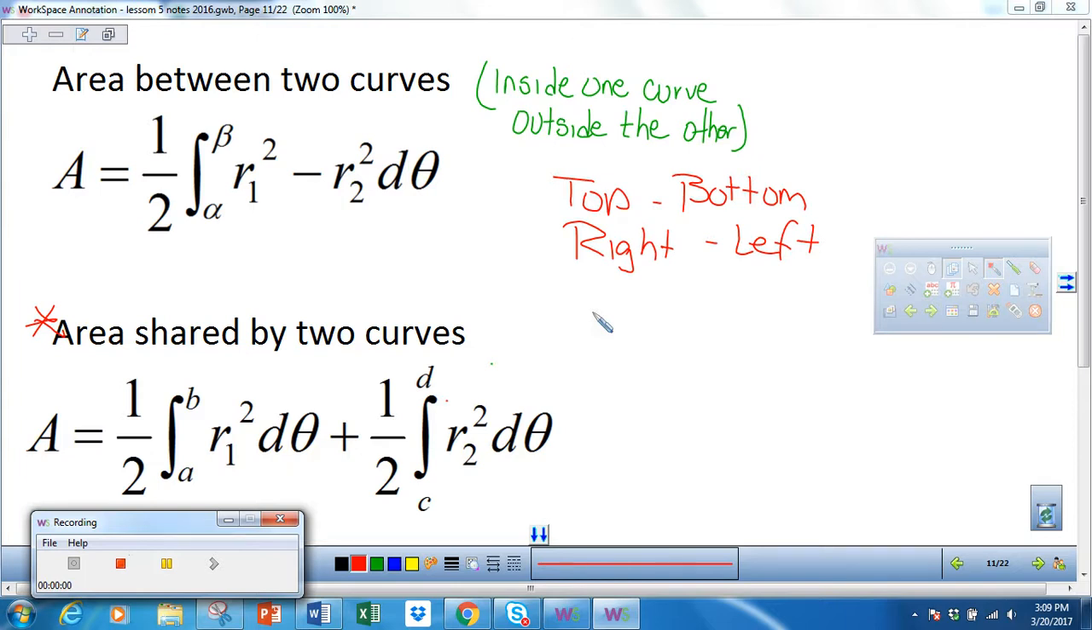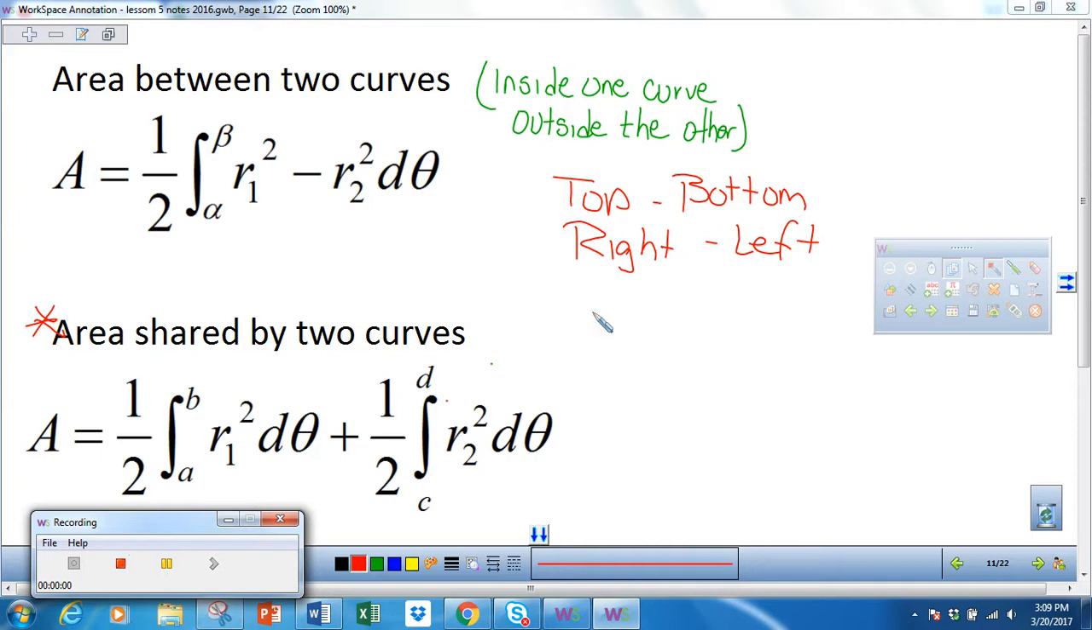In this video, we're going to look at the area between two curves and the area shared by two curves. These start to get a little bit more fascinating as we do them. Area between the two curves, we're going to remember what we did back in Calculus AB, and we're going to use that same principle, that the area between two curves is going to be the top curve minus the bottom curve, or the right curve minus the left curve.